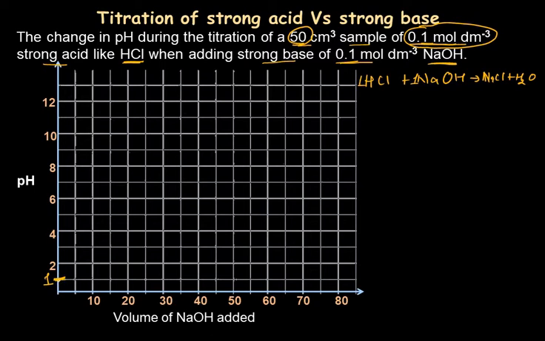Starting with the acid at a pH of 1, the curve will go almost horizontal till 50 cm cube of the base. When we are about to reach 50 cm cube, the pH may start increasing a bit. At 50 cm cube, the pH will sharply increase.